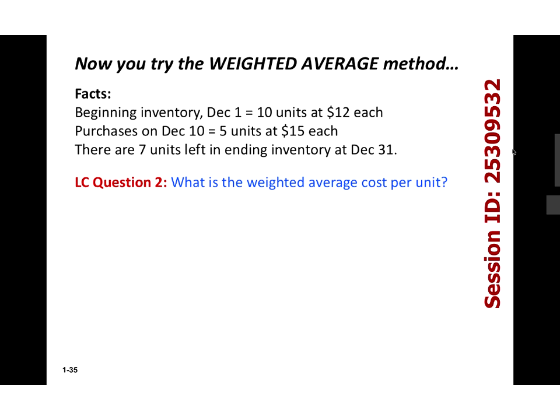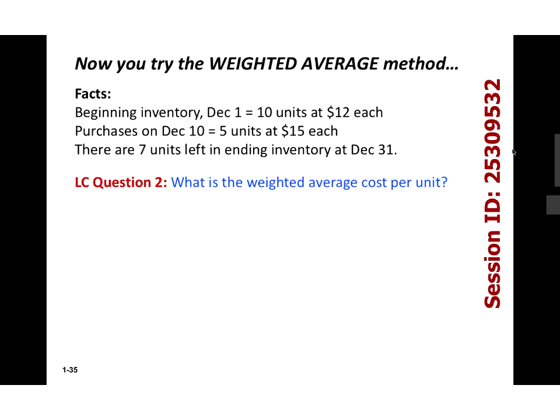Okay, you're looking for the weighted average cost per unit. Just a reasonability check on this. You had beginning inventory at $12 each. You had purchases at $15 each. You know right off the bat, your answer has to be somewhere between 12 and 15. Your answer cannot be 100 or 200, okay? Your answer has to be somewhere in there.